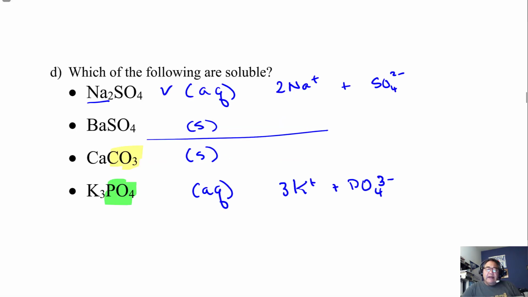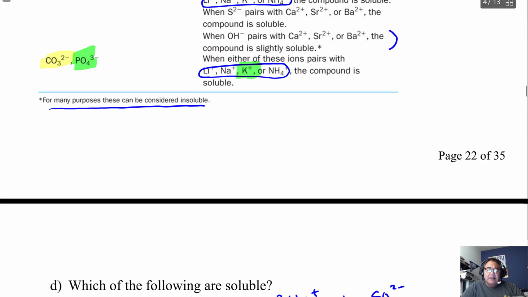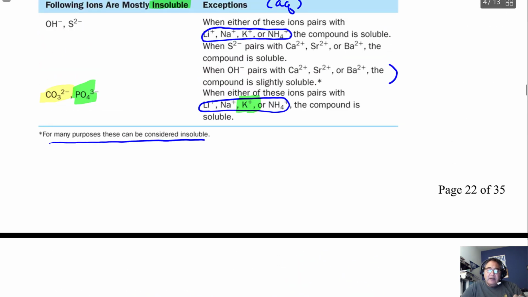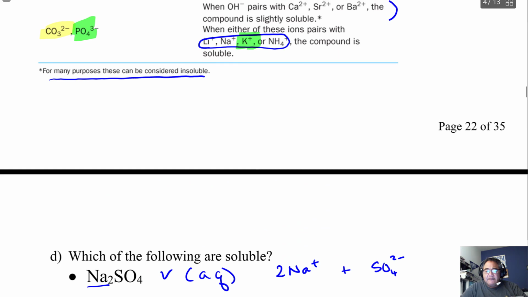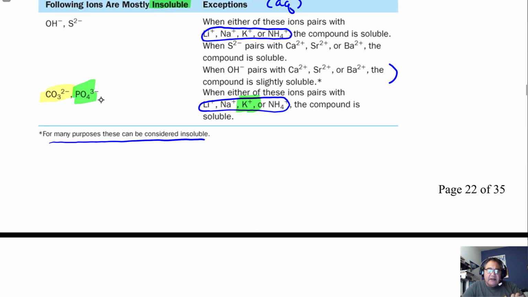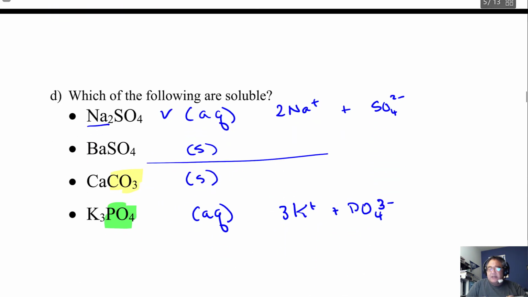Okay, so this is what we have. Calcium carbonate is a solid. If you look at carbonate, which I highlighted in yellow up here, right, calcium is not an exception. So anything in this side of the list is solid or insoluble. So that's S, and so it doesn't break into ions. And then potassium phosphate, right, phosphate is generally insoluble, but potassium, that group 1, right, is generally soluble. So it's aqueous, and so you can break it up in 3 potassium ions and a phosphate ion.